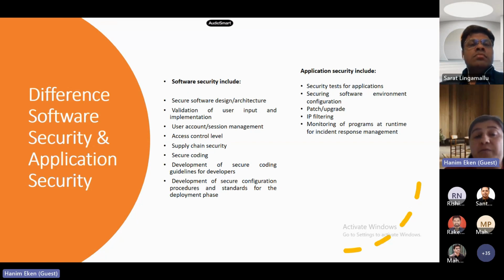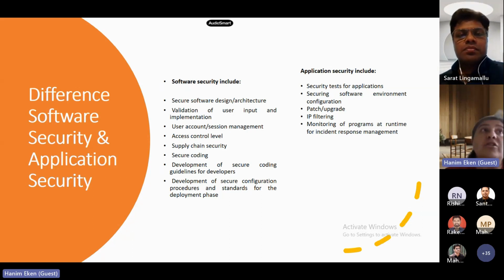Why? Because most privilege escalation, unauthorized access, or access by unauthorized people to sensitive data happens because of poor management of access control, user accounts, or sessions.